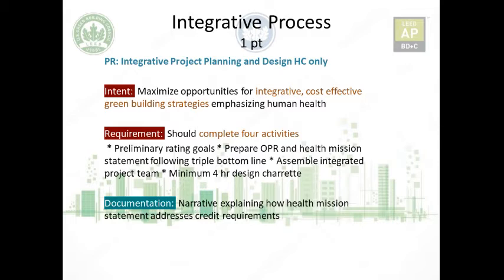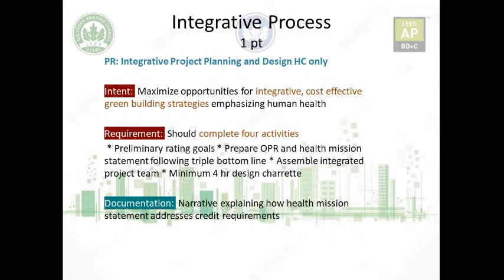Then you have to prepare OPR. OPR stands for Owner Project Requirements. This is a document that specifies the owner's priorities for the project, what should be done and what he thinks needs to be done for the project to be successful. So you have to prepare an OPR as a document and a health mission statement following the triple bottom line. If you remember, triple bottom line is people, planet, and profit.